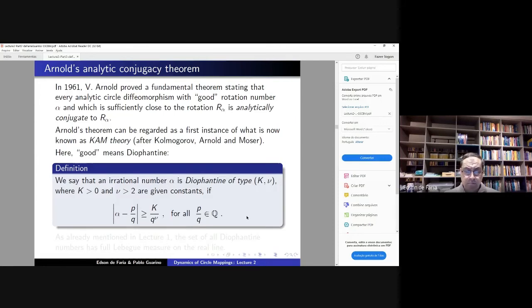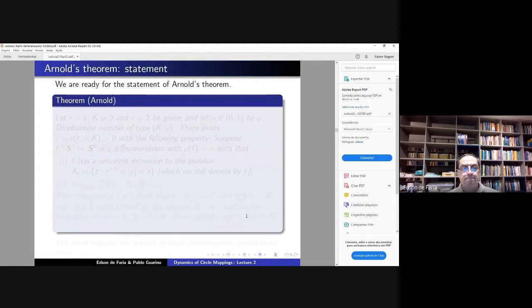Now, Pablo mentioned in the first lecture that the set of all Diophantine numbers actually has full Lebesgue measure on the real line. Since we're going to be dealing with rotation numbers, alpha will range only between 0 and 1, so we have a full Lebesgue measure set inside 0, 1 as well. So almost all numbers are Diophantine of some type. Given this terminology, I can now give you the statement of Arnold's theorem.